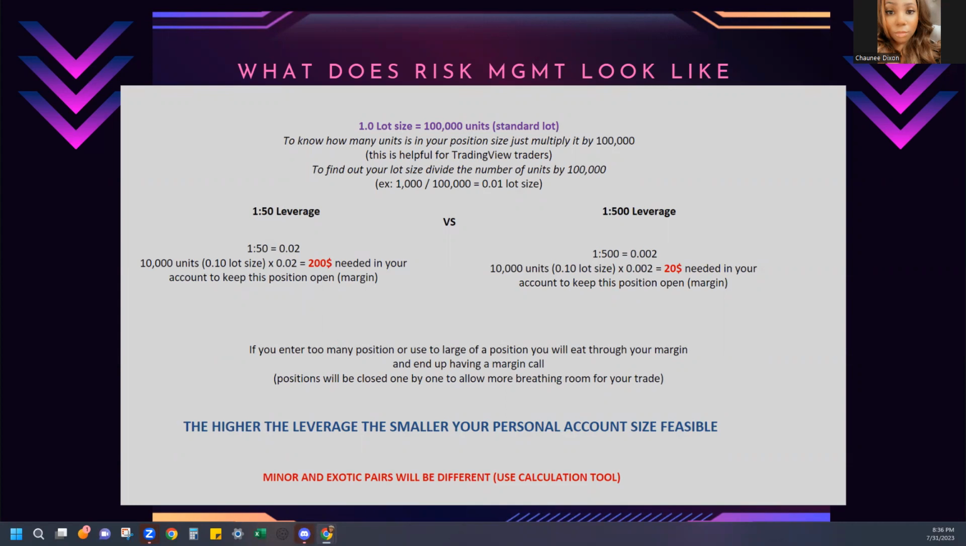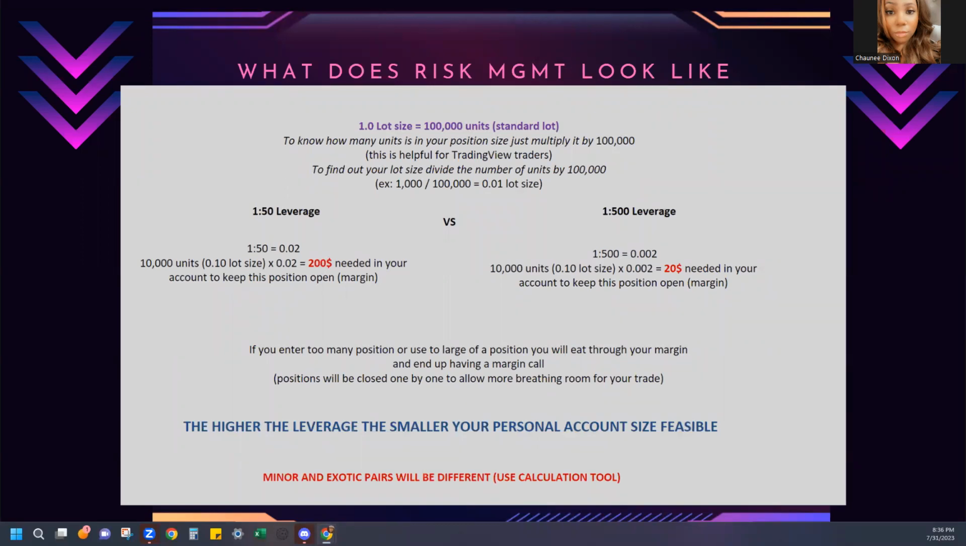So if you start over-leveraging or putting extremely huge lot sizes on an account with 1 to 50 leverage, you're going to eat into your margin way faster. And then if those trades start to go against you, they're going to go into the red. And you're going to hit what's called a margin call, and they're going to start liquidating your trades, starting with the largest one that's taking up the most margin.